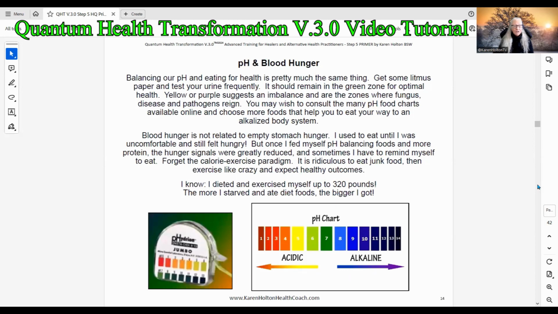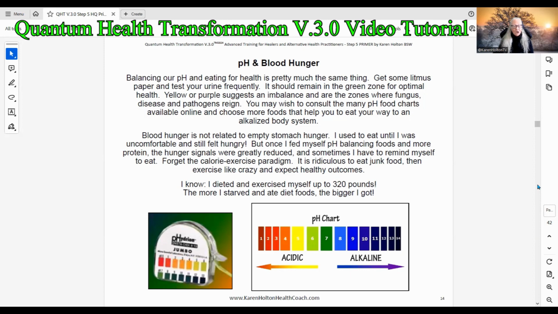pH and blood hunger. Balancing our pH and eating for health is pretty much the same thing. Get some litmus paper and test your urine frequently. It should remain in the green zone for optimal health. Yellow or purple suggests an imbalance and are the zones where fungus, disease, and pathogens reign. You may wish to consult the many pH food charts available online and choose more foods that help you to eat your way to an alkalized body system.